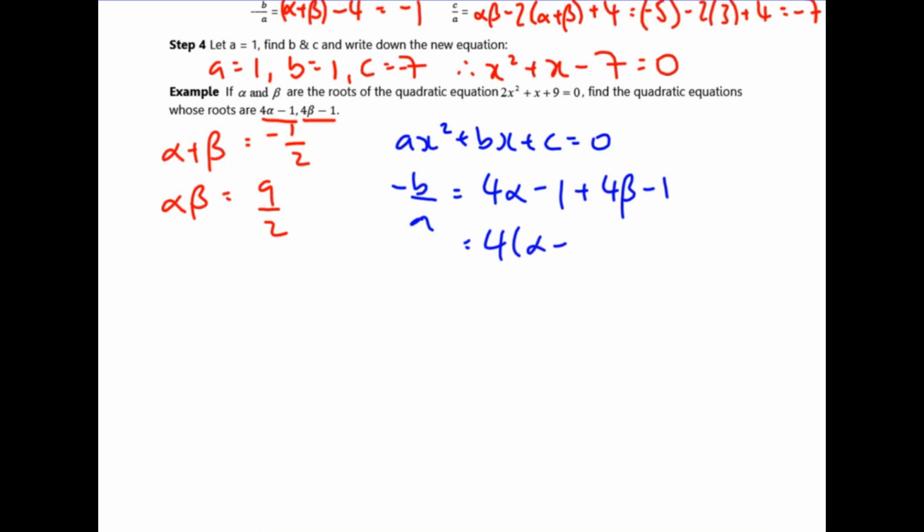For your new equation, ax squared plus bx plus c, write down first minus b over a. So minus b over a is the sum of the roots. The new roots are 4 alpha minus 1 and 4 beta minus 1. So that is 4 lots of alpha plus beta minus 2. And alpha plus beta is minus a half.